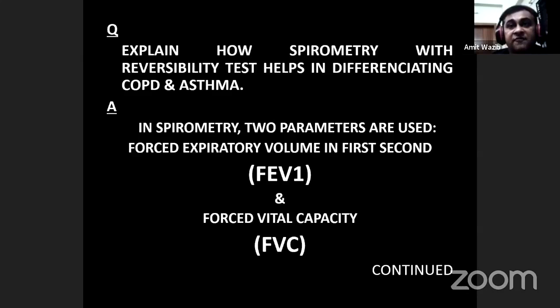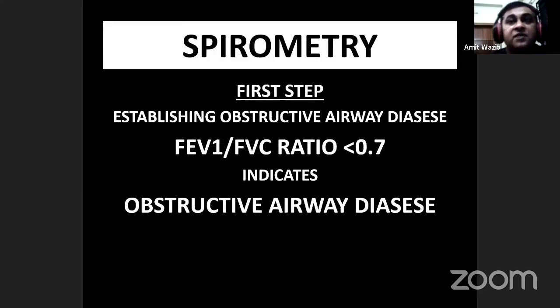First step, we establish that this is an obstructive airway disease. We do it with the help of a ratio that is called the FEV1 FVC ratio. If the ratio is less than 0.7, it indicates obstructive airway disease. So in the spirometry test, the first step is to establish the obstructive airway disease. When you have established it, the next step is the reversibility test, where we differentiate whether this is reversible or irreversible.